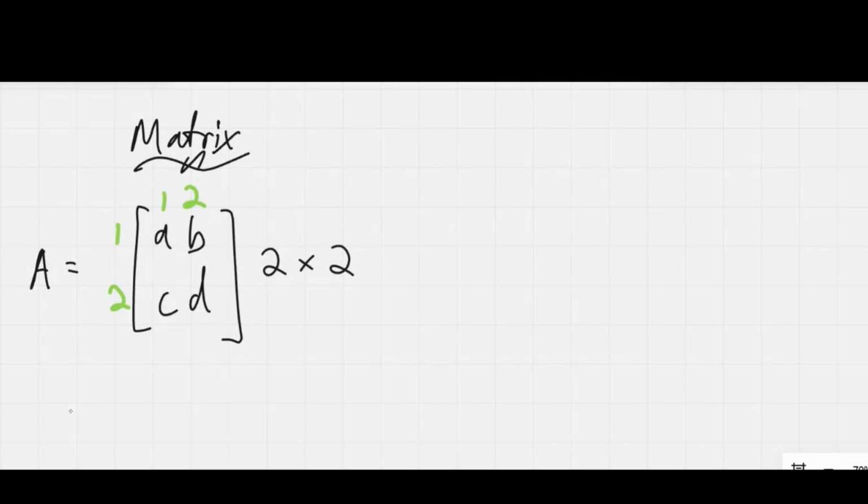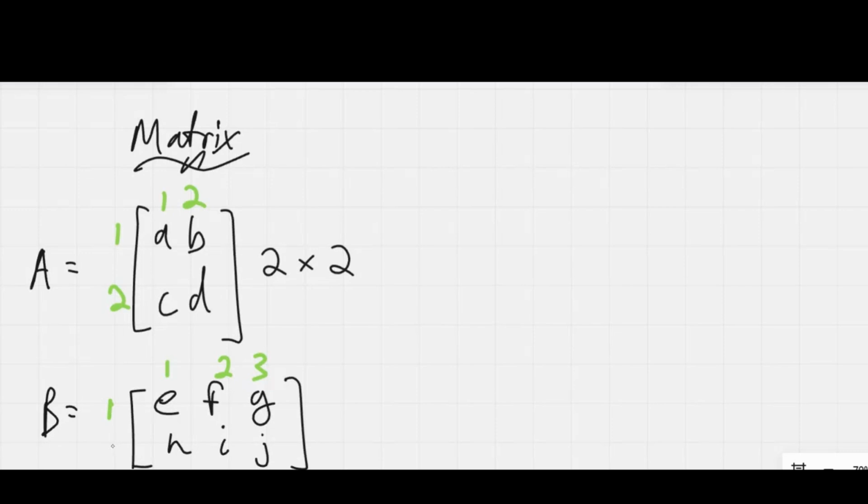You might also have, for example, another matrix, matrix B. And this time, this same matrix could have 3 columns and 2 rows. So we might have, because we ended off with D, we might have E, F, G, H, I, J, like that. And once again, it has 2 rows and 3 columns. And so let me write that down. So we have 2 rows and 3 columns. All right, so we have a 2 by 2 matrix. We have a 2 by 3 matrix over here.